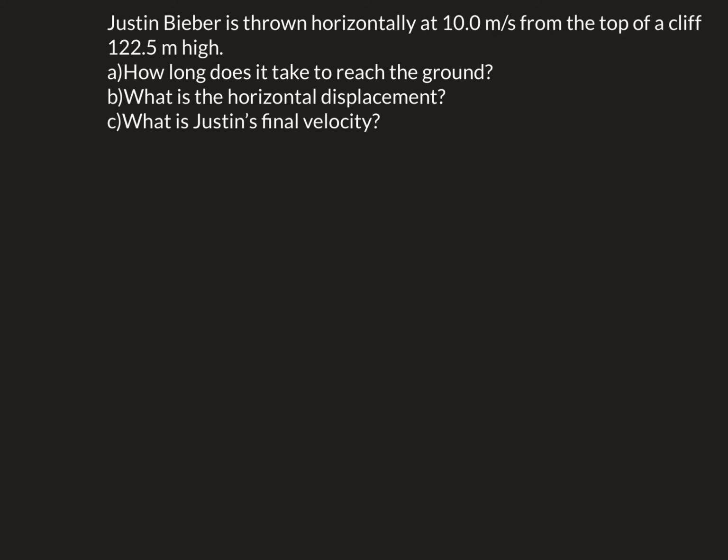Lastly, we're going to look at the final velocity. So a couple things just to note here, the horizontal velocity is going to be consistent, right? We're assuming there's no acceleration in the horizontal plane. So what we need to find is the final vertical velocity, and then we'll have to do some component vector addition to find out what the net or the total final velocity is going to be.